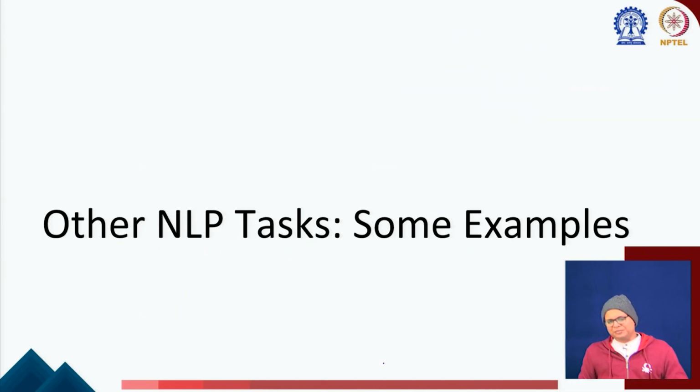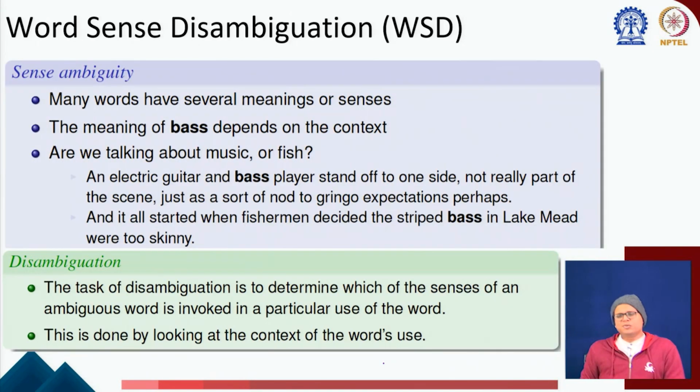Okay. Now, given these paradigms, let's see some examples of NLP tasks at different levels, but very short. At a word level, one task is word sense disambiguation, where a word may have multiple meanings, but depending on the context, you want to find out the correct meaning. Like the example of this word, is it bass in music or bass in the case of fish? When you read a sentence, you can immediately get that, okay, electric guitar and bass player, so this is the musical sense. Striped bass in the lake, so it is the fish sense, right?